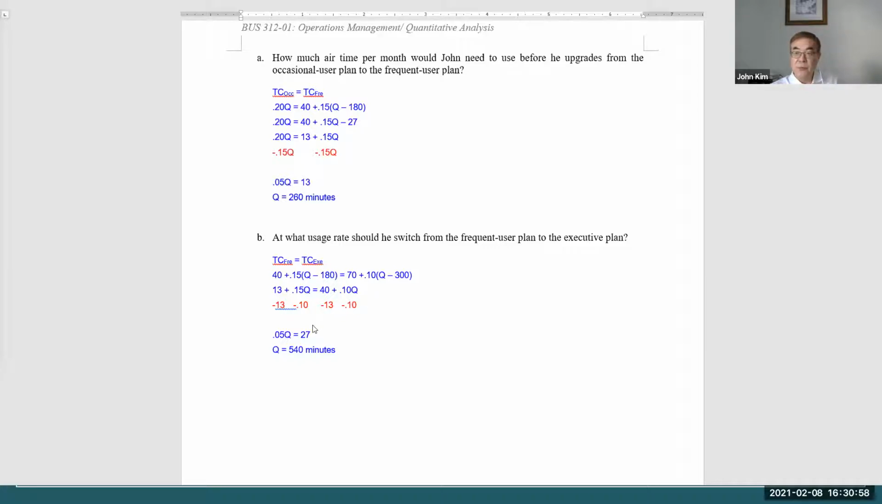Simplify for Q by subtracting 13 from each side to get rid of this part. Then to get rid of this part, subtract 0.1Q from each side. Then Q equals 540.